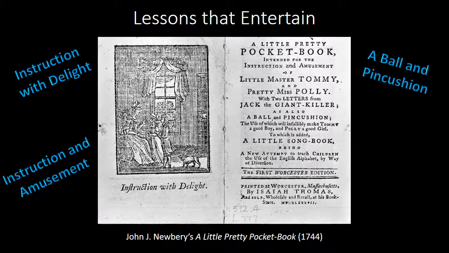And the children would get a letter, which you can see written about on this title page here, from Jack the Giant Killer, in which Jack tells children that if they're good, they'll get a pin on the red side of the ball, and if they're bad, they'll get a pin on the black side of the ball. If they get 10 pins on the red side, they get a penny as a reward. But if they get 10 pins on the black side, they get a whipping.